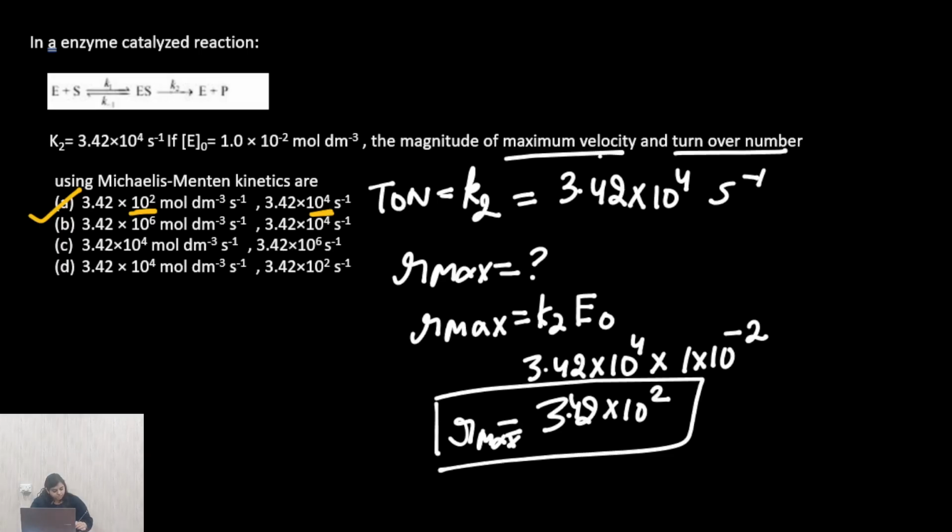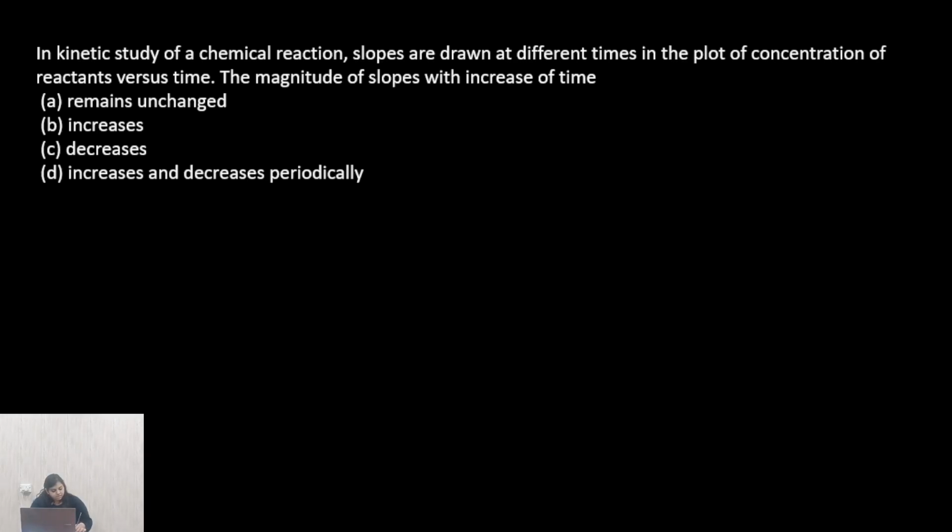Okay. Moving on to the next one, this question you are having. It says in the kinetic study for a chemical reaction, the slopes are drawn at different times in the plot of the concentration of the reactants versus the time. So the plot is for concentration versus time, like this the plot is drawn. Okay, the magnitude of the slope with the increase of time.